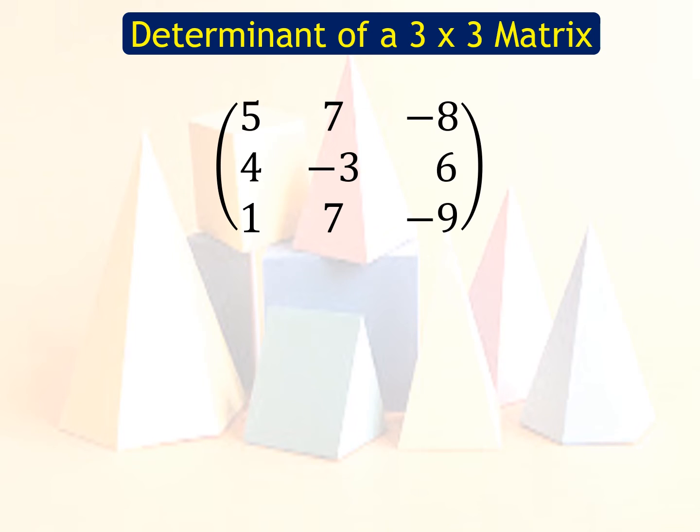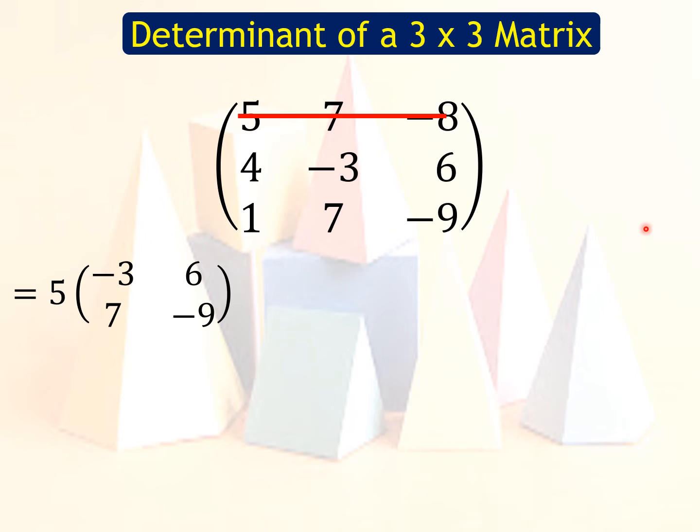Now let us have another example. In here, the first thing we need to do is to eliminate the first row and then the first column. So we have the multiplier 5 times the 2 by 2 matrix, negative 3, 6, 7, negative 9. And the next one, we have 7. So 7 belongs to the first row and the second column.